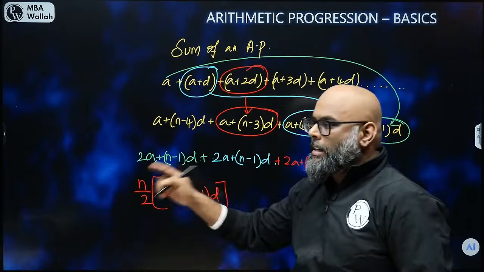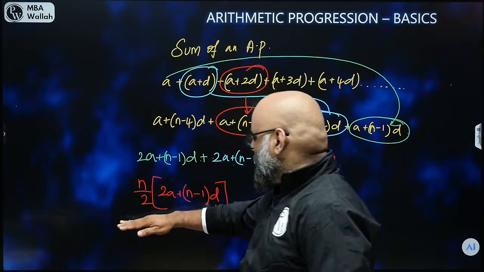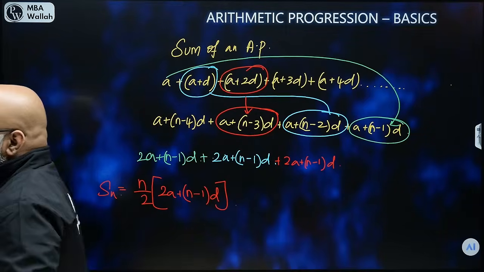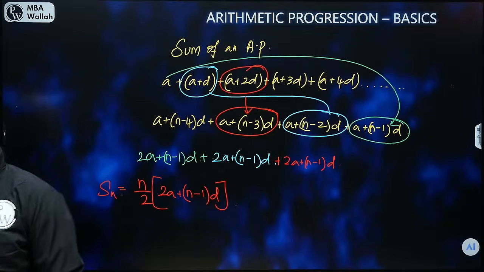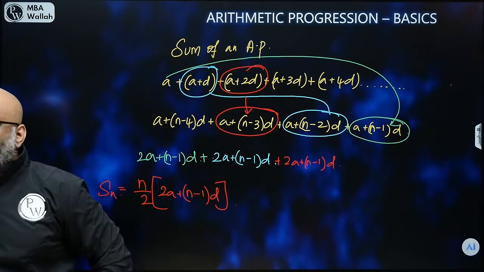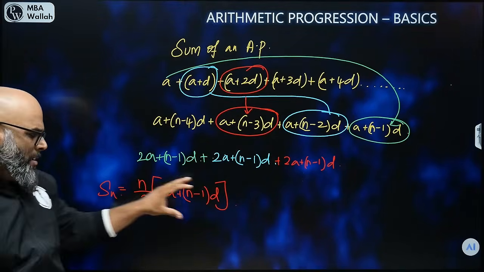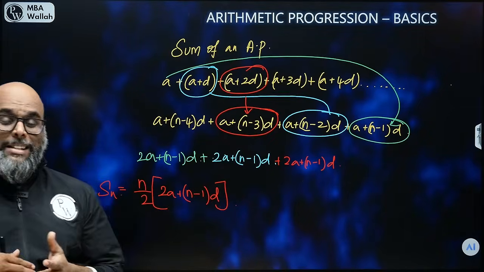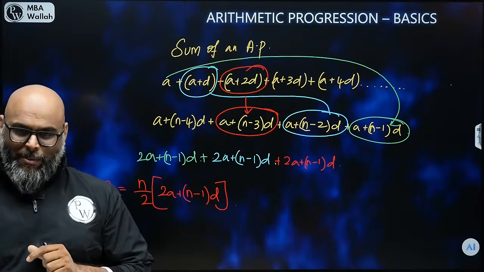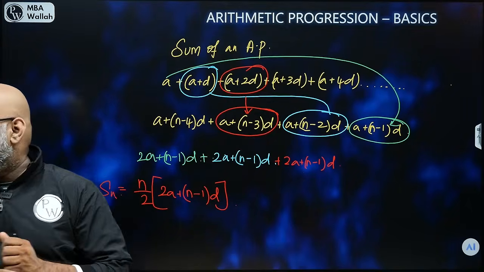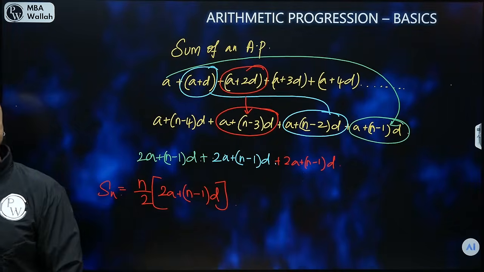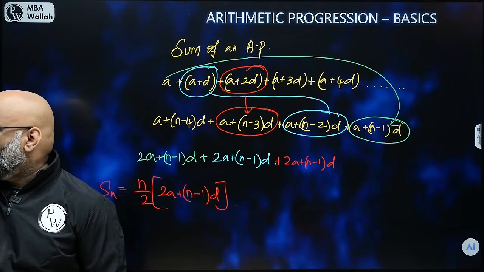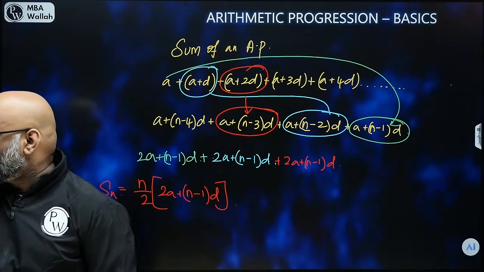Is this ink visible? Yes. Clear? So can I say Sn is equal to n by 2 into 2a plus n minus 1 into d? Are we good here? And that is the formula. This is the algebraic way of deriving it. There's another idea that sits behind as well. I'll show you what it is. Any doubts with this point until now? Are we good? Any questions, any doubts?